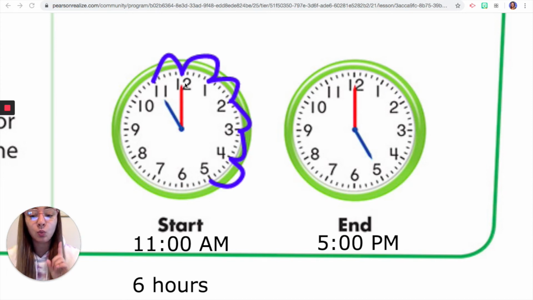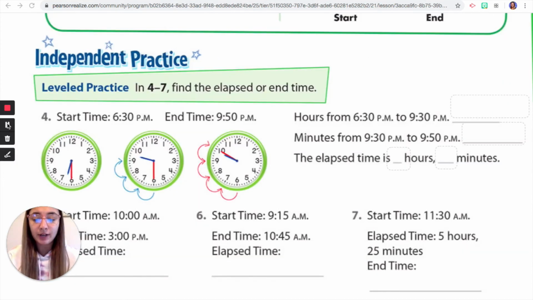And I'm going to do one more example for you. So our last example is going to be example number 4. I like this example because it shows you the 3 different steps and it also has it organized for you over here on the side so that if you needed to pause this video to use it for your quick checks, you can. So let's read the question first. It says that the start time is 6:30 p.m., the end time is 9:50 p.m.